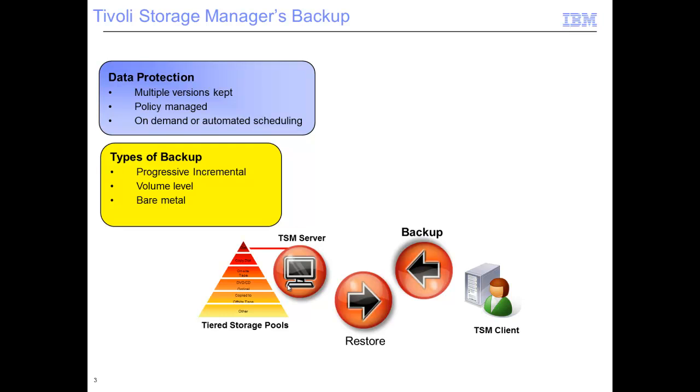So TSM does not require this full backup for your normal file system data. We are intelligent enough to just back up the new or changed files. We also can do a volume level backup, and we have bare metal capabilities where we can back up your operating system files also. So if you lose your complete computer and want to restore not just the file system information, but also the operating system stuff, we can do a bare metal restore. So we'll talk about those a little bit later in this presentation.